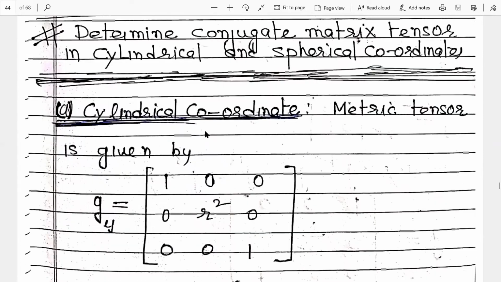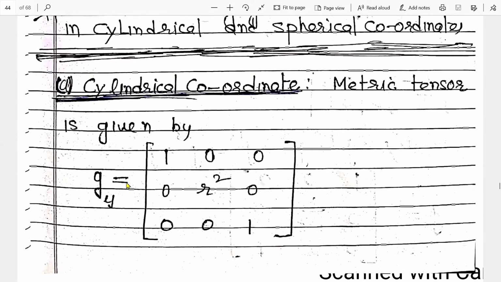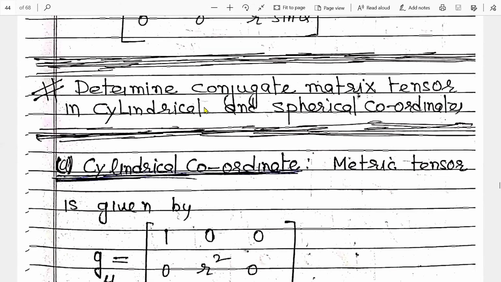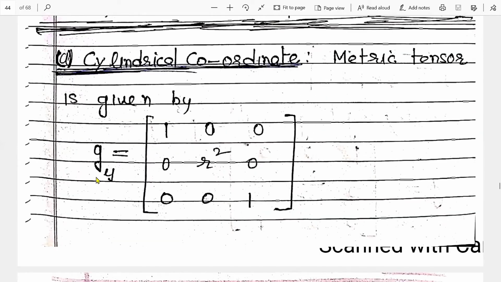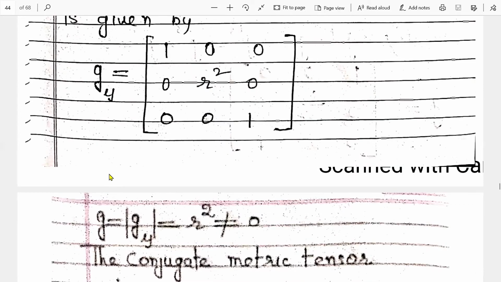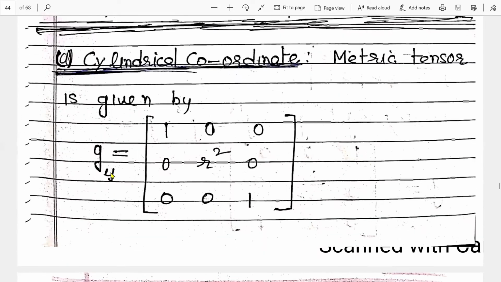The metric tensor is given by Gij, right? So this is a covariant tensor. But when we find the conjugate, that is a contravariant tensor. So remember this. What is the definition of contravariant tensor? That is the cofactor of Gij over the determinant of G.